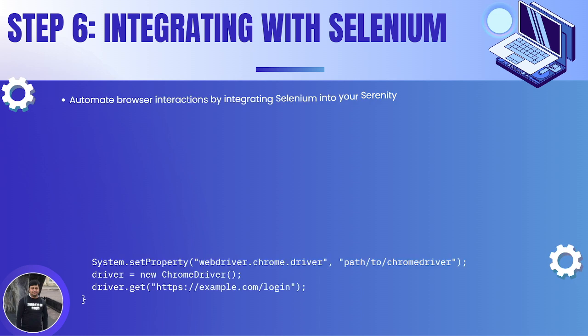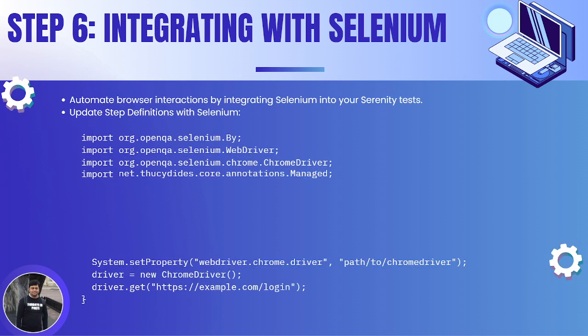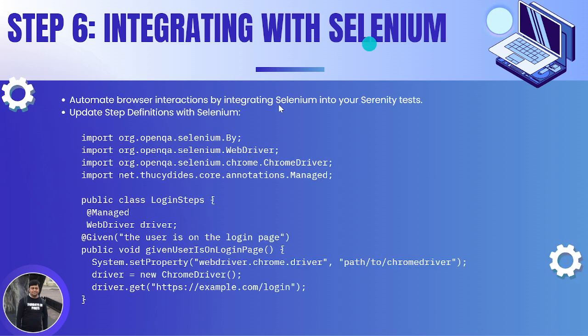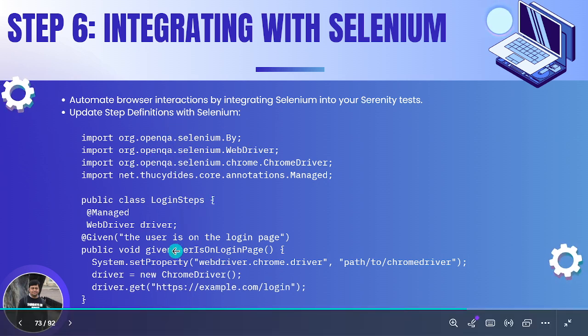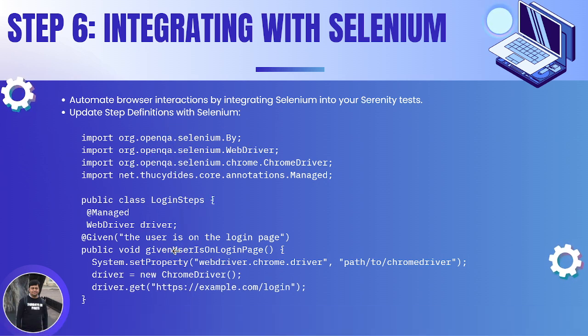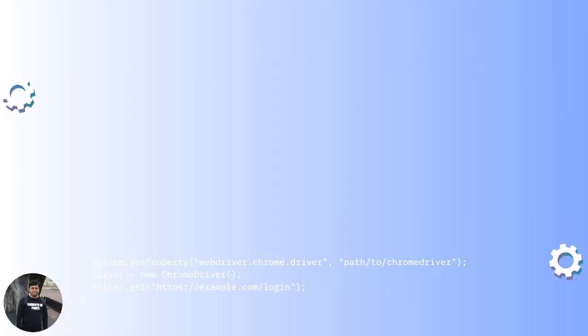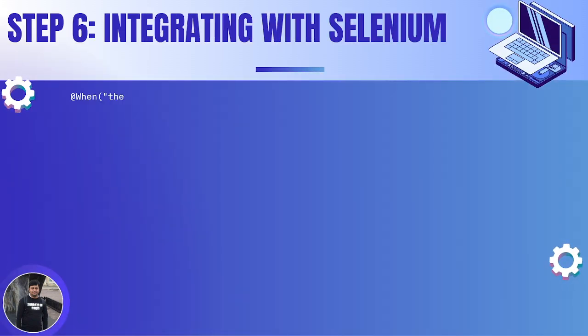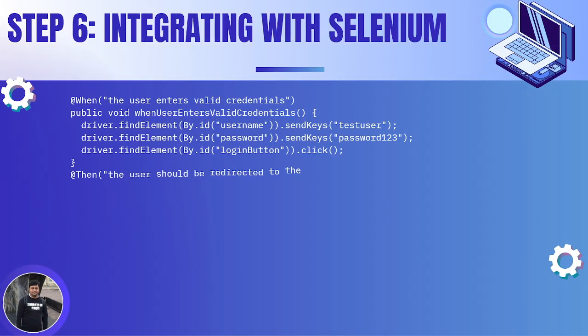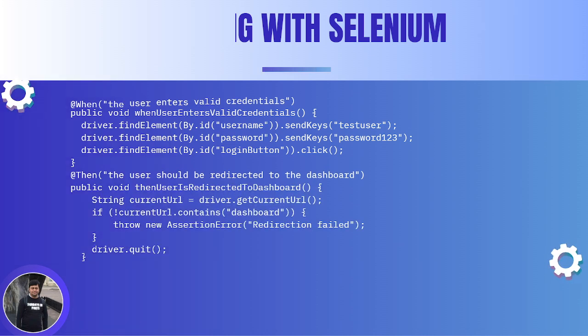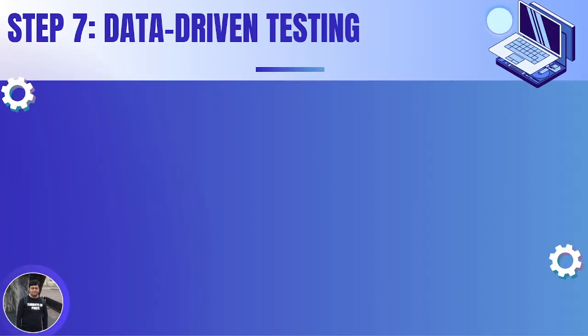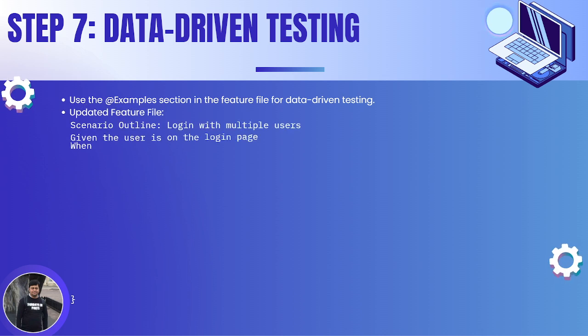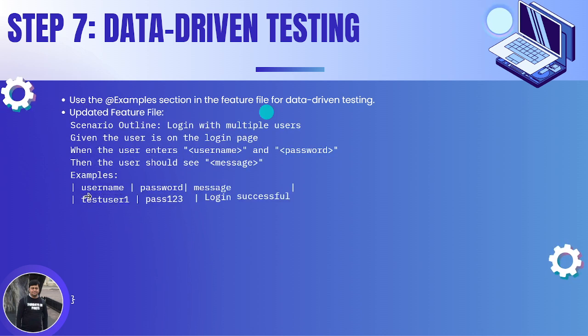Next is integration with Selenium. Automate browser interaction by using Selenium. You can use the same code, written in Java, which we have already explained in the previous tool. You can use the same code, and then again data driven testing. For that you can just use the scenario outline and you can pass the examples.